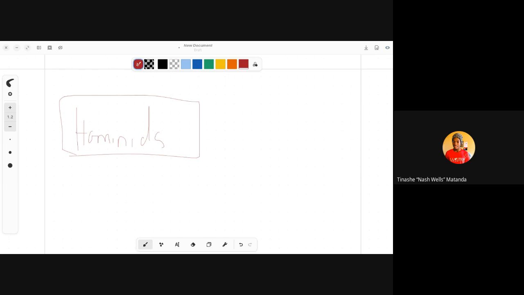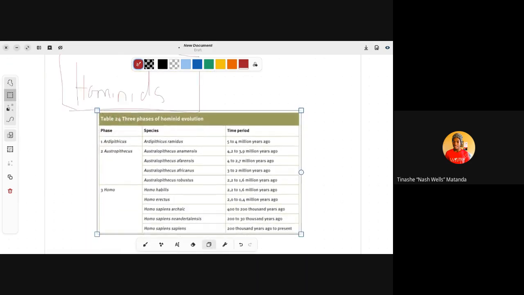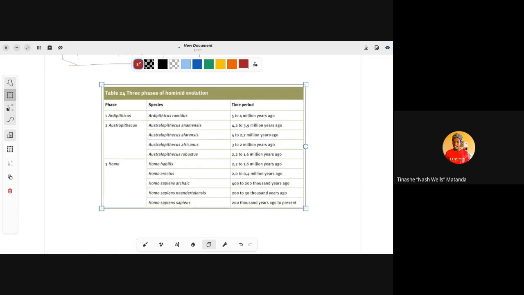So I'm going to just quickly place a table on the board. Let me just quickly grab the table, and you have to know this table. You don't have to quite know the dates of these. Okay, so I'm just gonna place it here. Okay, so here, what you have here are the phases of the hominids. So this is how the changes were through time.